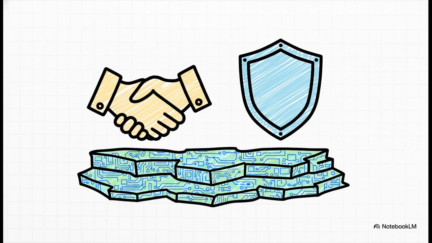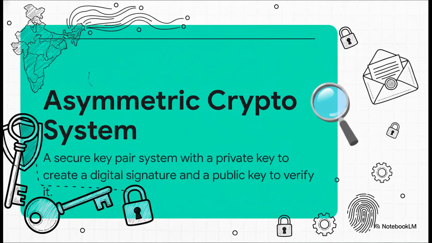Okay, last definition, but it's a big one. This piece of tech is literally the backbone of security and trust for the entire digital world. It's called an asymmetric crypto system. I know, it sounds incredibly complicated, right? But the idea behind it is actually really clever and pretty simple. It's all about a pair of keys, a private key that only you have, and a public key that you can give to anyone. Let me show you what I mean.